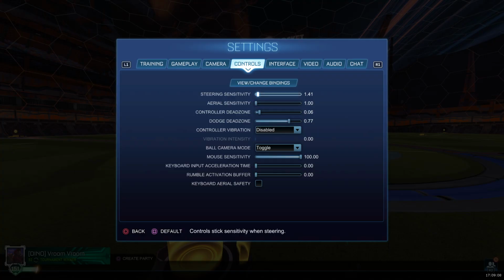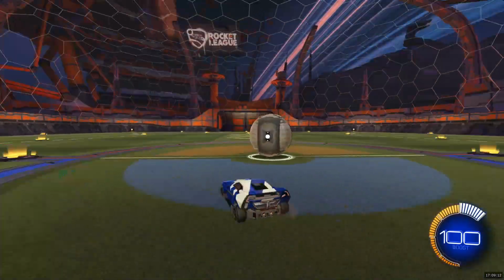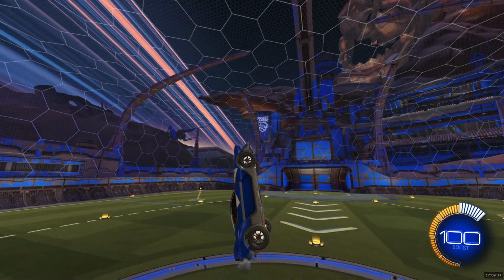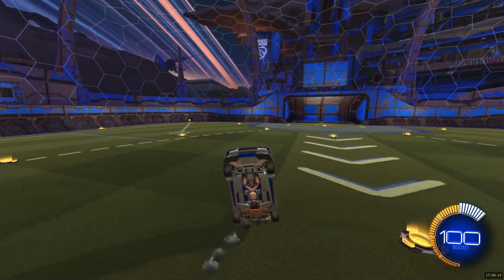That's on the ground, not in the air. We're talking about air dribbles. So aerial sensitivity at 1. Now, why does this matter? Well, in air dribbles, you want to have as precise movements as possible.